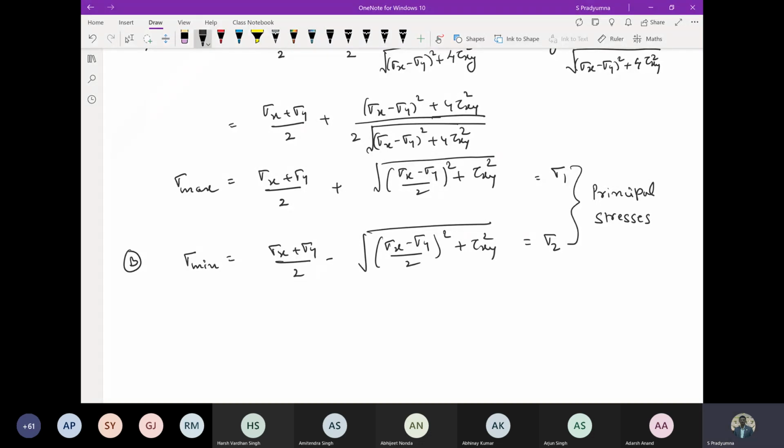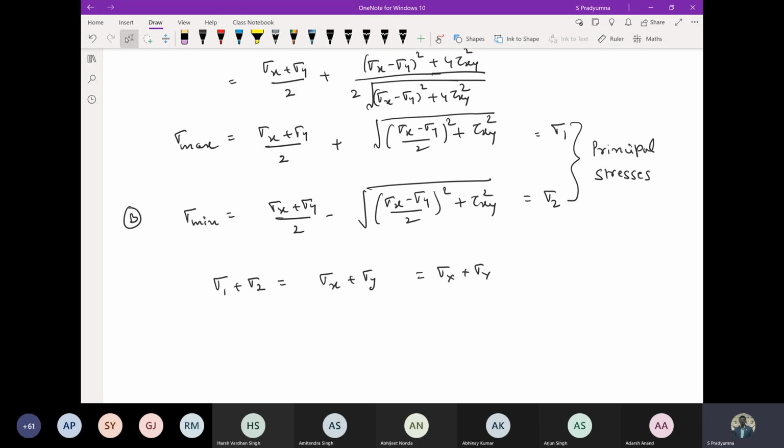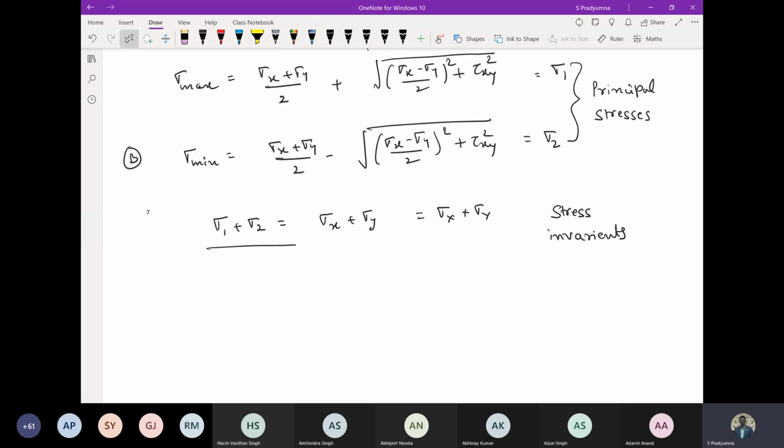Now, we can say what is sigma 1 plus sigma 2. I can add this sigma 1 and sigma 2 and find that it is equal to sigma x plus sigma y. It is also equal to sigma capital X plus sigma capital Y. So irrespective of any axis we choose, these values remain the same, and we call them the stress invariants. Okay, so these are the stress invariants.